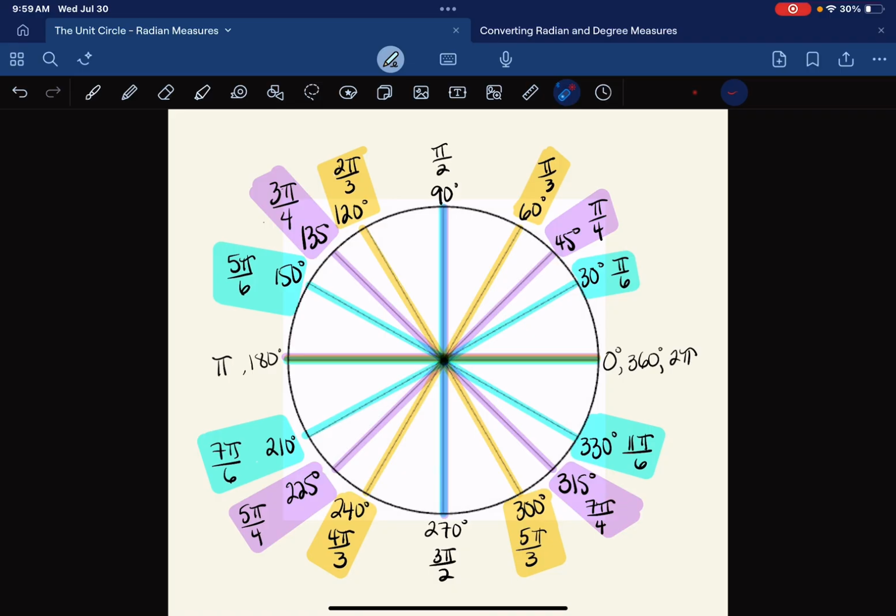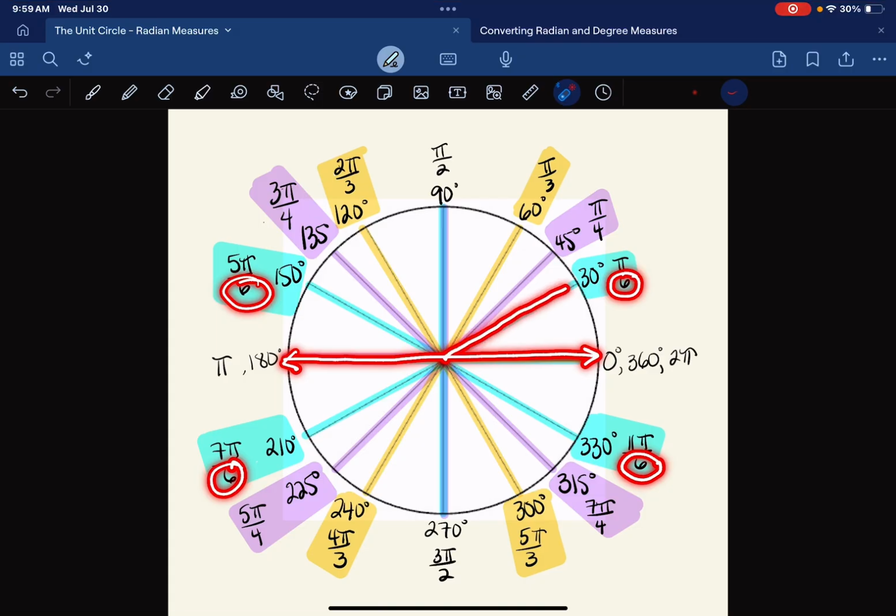So here we have labeled every single special degree measure and its equivalent radian measure on our unit circle. And I want you to see if you can notice some of the patterns that we have here. So we've got our positive x-axis here. And let's start with this bluish color, all of the radian measures that have a denominator of 6. If I start here and I rotate from my x-axis until this angle of rotation, that's 30 degrees, what we call a reference angle.